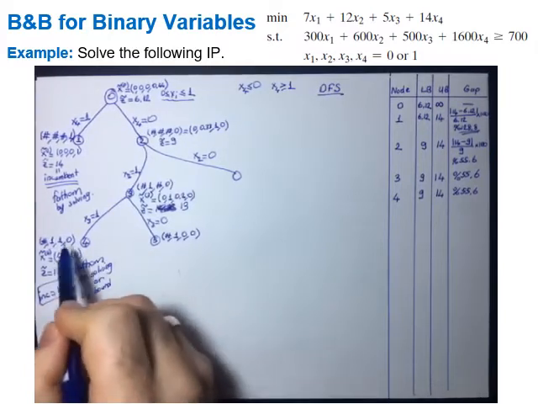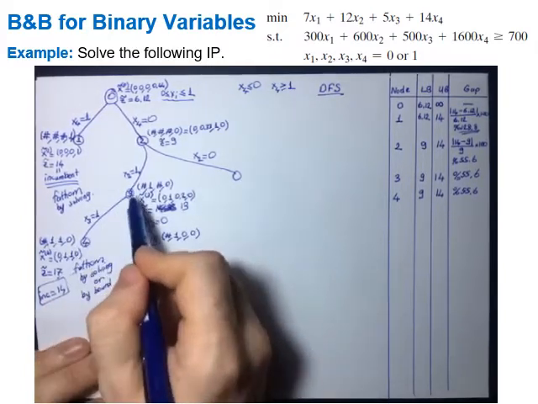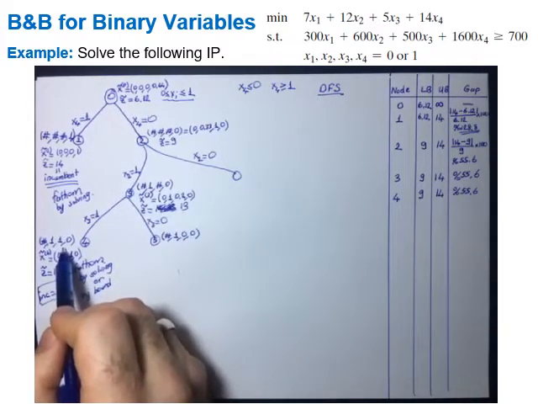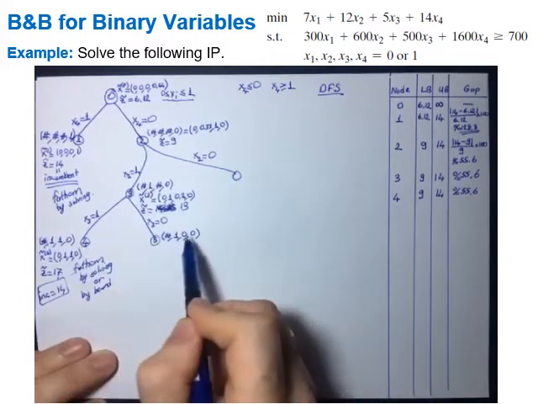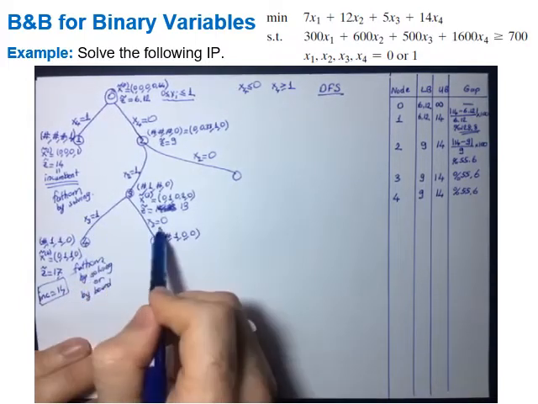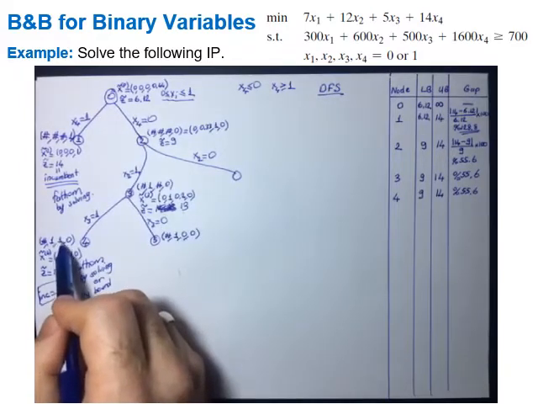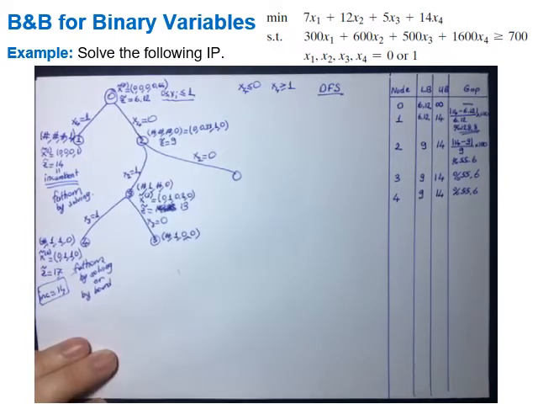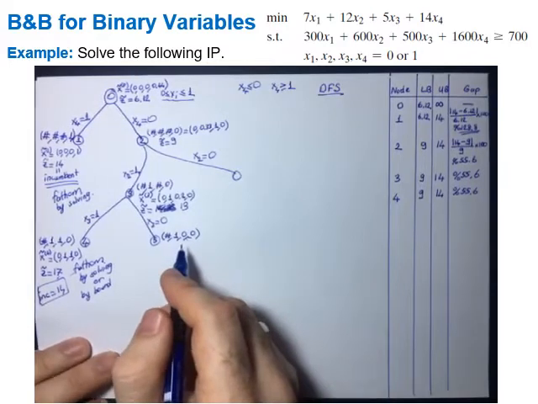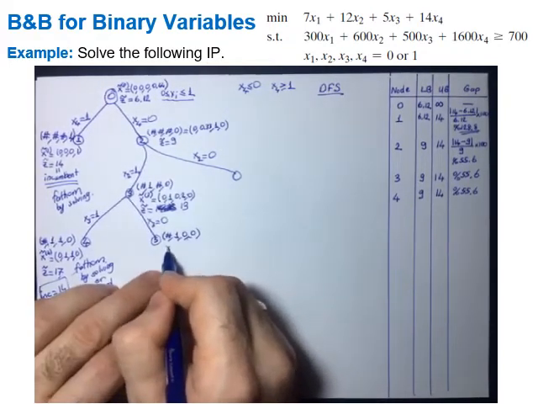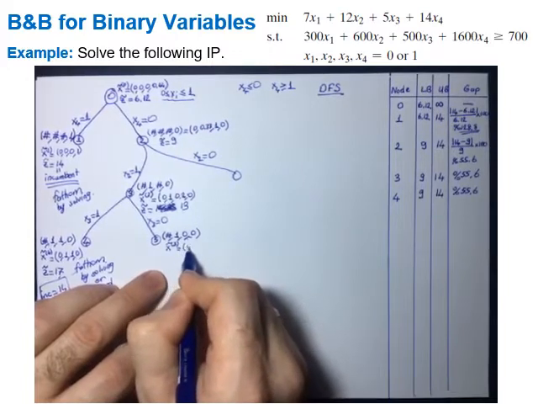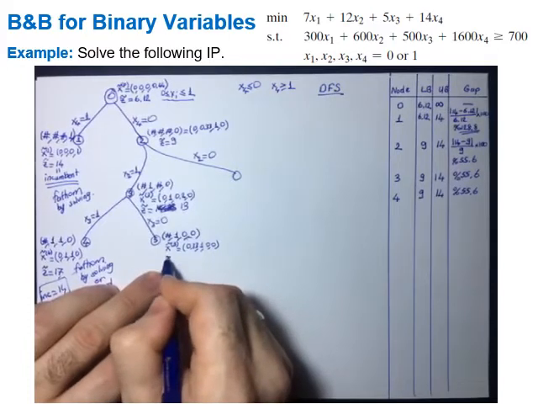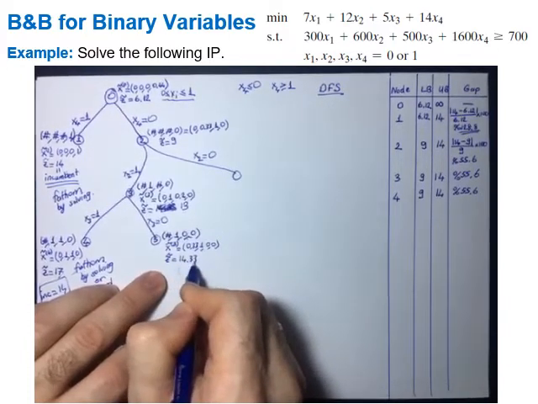When you compare brothers, let's say these are the children of the same parent, when you compare these two, you will see that only one of them is different. And which one? It is this branching variable. On this side, x3 is 1. On this side, x3 is 0. All others are the same. Okay, so when you solve this problem, what do we obtain? We obtain this solution 0.33, 1, 0, 0, and the z value here is 14.33.